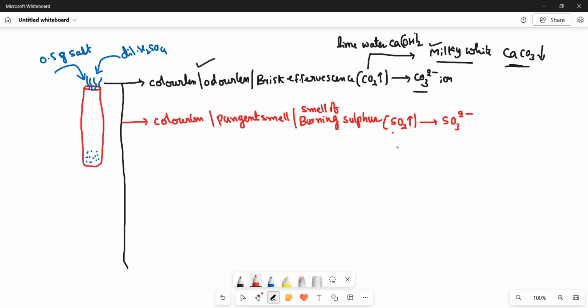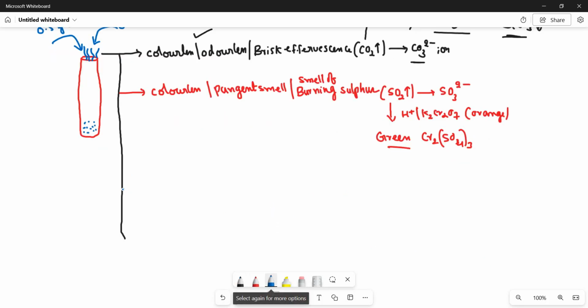When this gas is passed through acidified potassium dichromate, K2Cr2O7, which is orange in color, the potassium dichromate reacts with the sulfur dioxide gas and turns green. This green color is due to the formation of chromic sulfate.